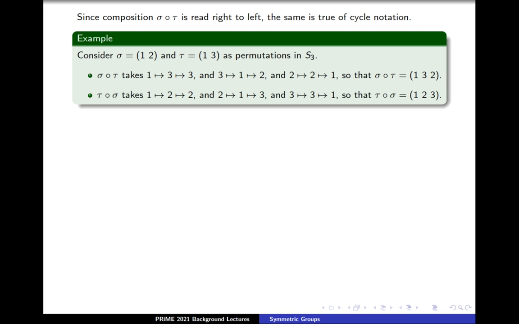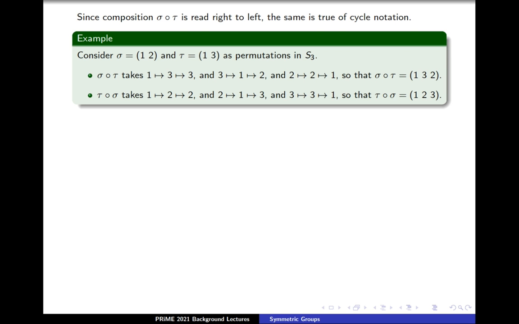Okay, first let's consider sigma composed with tau. We claim that in the end, this will be the cycle that maps 1 to 3, 3 to 2, and 2 back to 1. So let's consider each element. Sigma composed tau takes 1 first by tau to 3, then sigma maps 3 to 3. So overall, sigma composed tau maps 1 to 3.